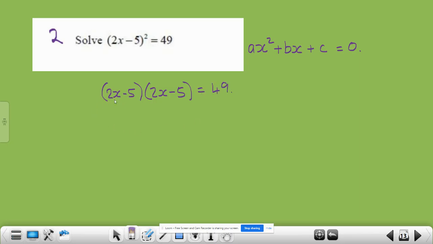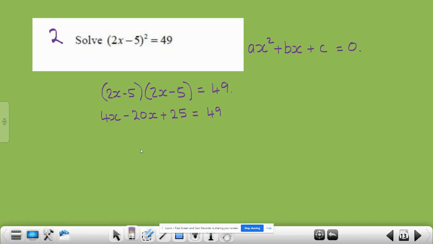Let's do the brackets. We've got 2x times 2x is going to give us 4x squared. And then we're going to get a repetition in the middle term. So we've got 2x times minus 5, which is minus 10x. And then the same thing here. So minus 10x minus 10x. So that's going to give us minus 20x. And then minus 5 times minus 5 is going to give us positive 25. Okay, and that is equal to 49.